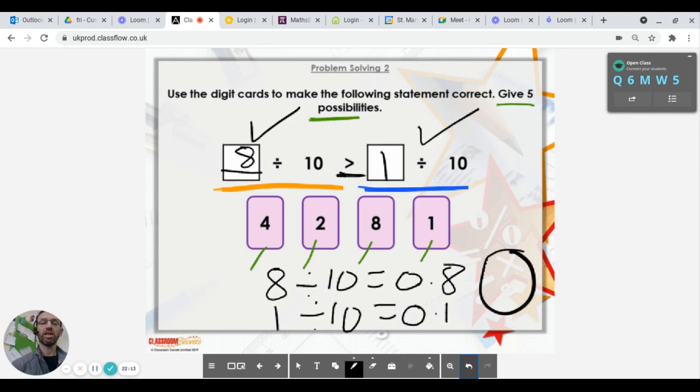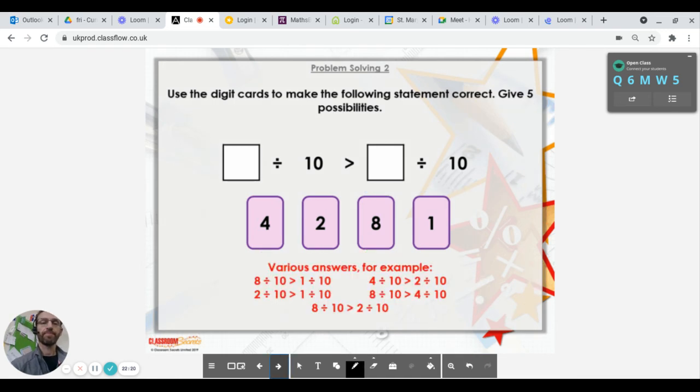But we could switch these cards around. We could perhaps not use the 1 and the 8. We could switch them around to get more answers. Let's see what answers we got. There we go. 5 different answers down the bottom here. Pause the video and have a look at those answers. See if you agree with them now.